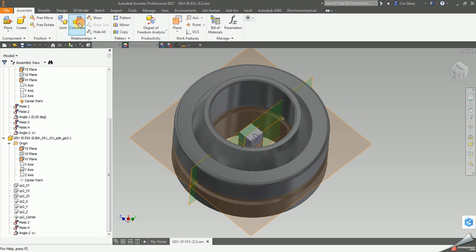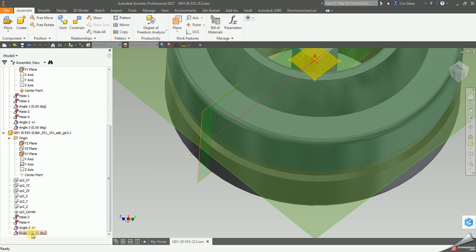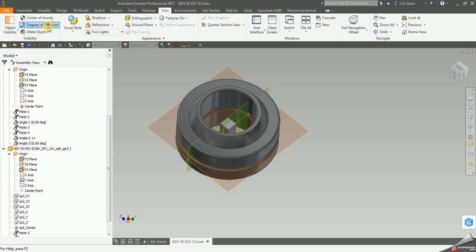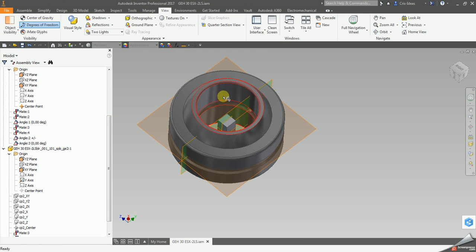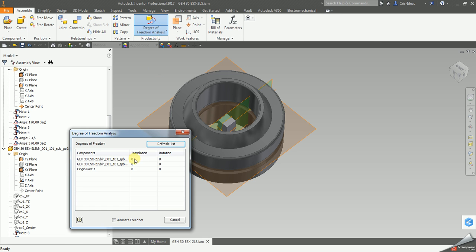Now I will apply the second constraint as before to fix it in the given position with a 0 angle. So this constraint is in the allowable range of the other one, so everything is fine. And now there are no degrees of freedom left. If we do the degree of freedom analysis, we are getting the translation and rotation degrees of freedom for all components as 0.